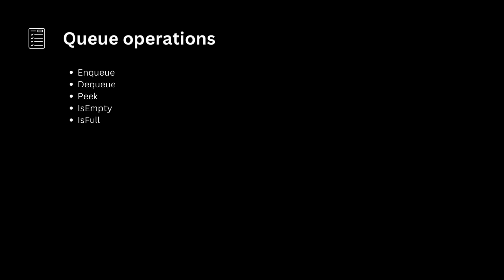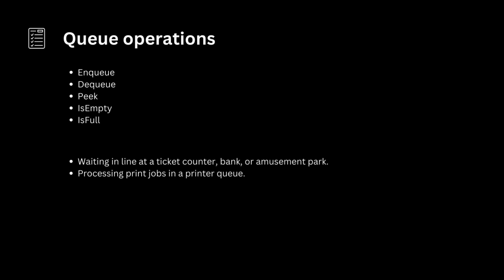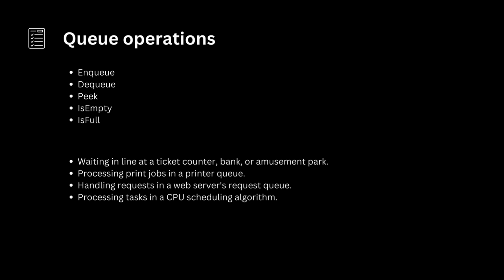Is full: in a real world scenario like a supermarket, the queue is often not limited by a fixed size. But in a theoretical queue implementation with a fixed size array, the queue could be considered full when it reaches its maximum capacity. Other real world examples of queues include waiting in line at a ticket counter, bank, or amusement park, processing print jobs in a printer queue, handling requests in a web server request queue, and processing tasks in CPU scheduling algorithms.